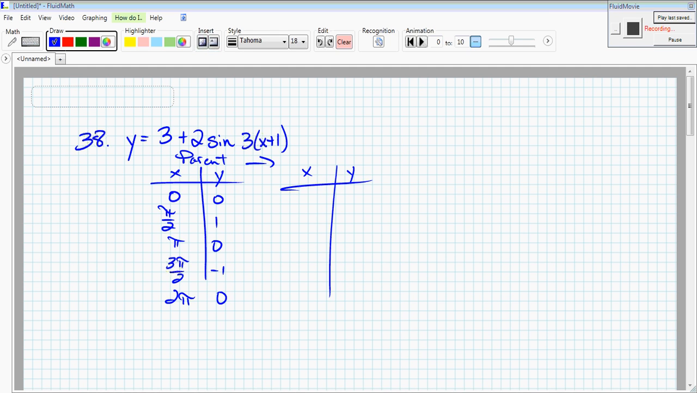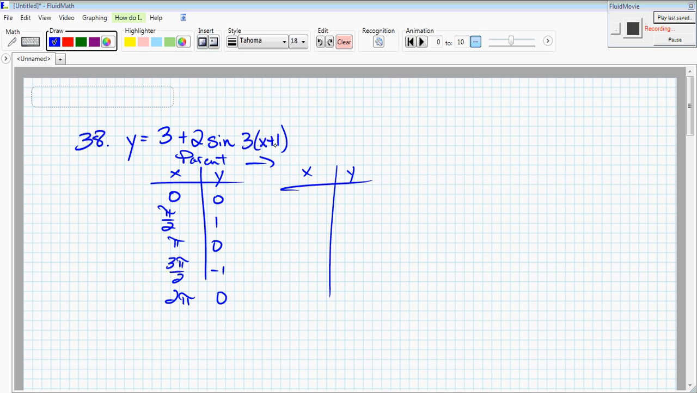Alright, to graph question 38, take a look here. We have the parent sine function values down already, and we have a vertical shift of 3. We're increasing the amplitude from 1 to 2. We're changing the period. The period's 2 pi over k, so it's 2 pi over 3, so it's 2/3 pi. And we have a phase shift of -1 here.